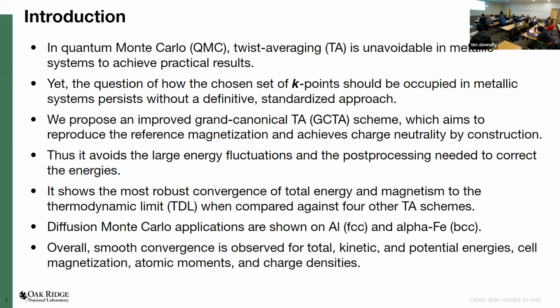We will also show that it exhibits the most robust convergence of total energy and magnetism to the thermodynamic limit when we compare it against 4 other twist averaging schemes. We will show applications on non-magnetic FCC aluminum and ferromagnetic BCC iron. And overall, what we see is a smooth convergence of total, kinetic, and potential energies, as well as other observables such as cell magnetization, atomic moments, and charge densities.